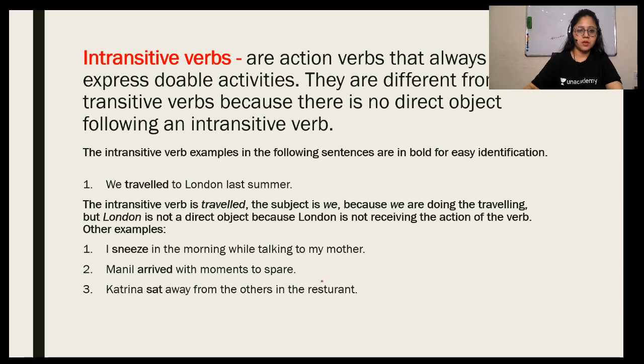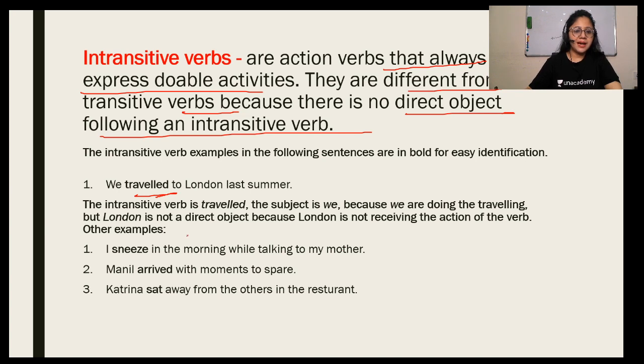Okay? The intransitive verb examples in the following sentences are in bold for easy identification. We travel to London. So intransitive verbs are action verbs that always express doable activities. They are different from transitive verbs because there is no direct object following an intransitive verb. I sneezed in the morning while talking to my mother. So it's not acting on the mother. So this is an intransitive verb. It's just showing an action.